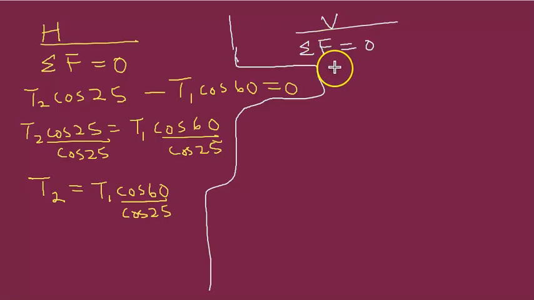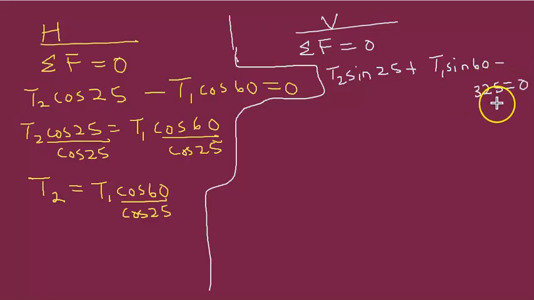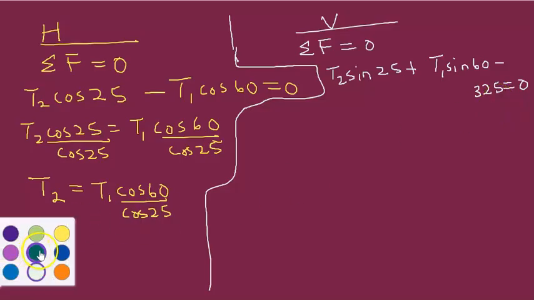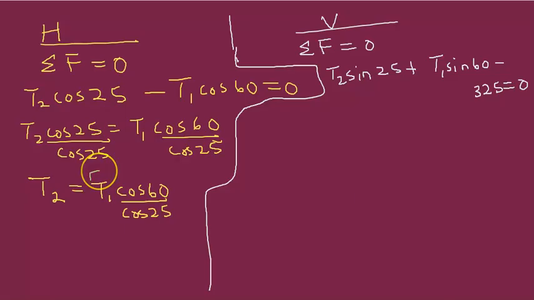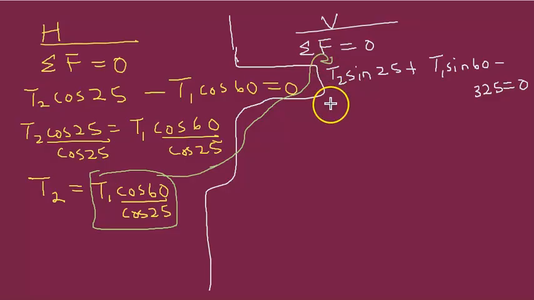We have T2 sine 25 up plus T1 sine 60 up minus 325 down equals 0, because we figured out the tension T3 was 325. Now we're going to take this and plug it in for T2, leaving us with only 1 unknown.